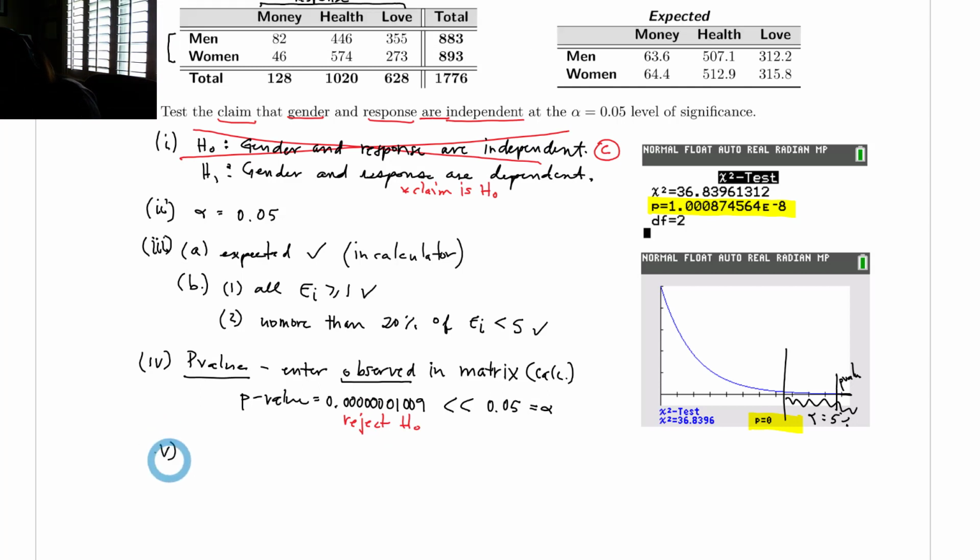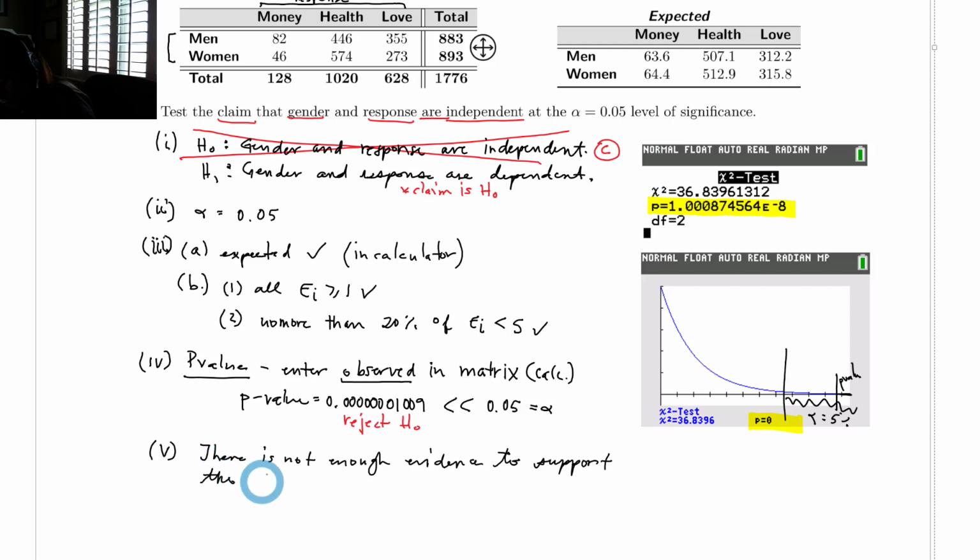So let's write this out. So we could say that there is not enough evidence to support the claim that gender and response are independent.